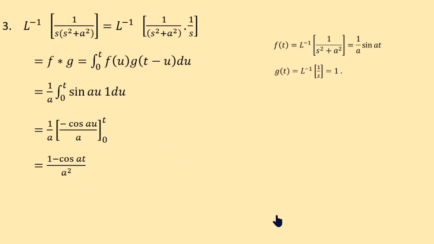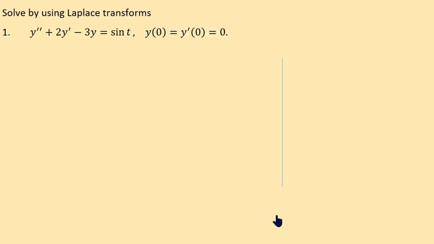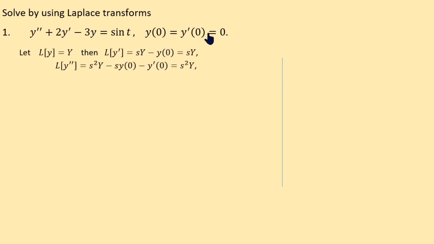Followed? Okay. Next, how we can solve the differential equation using Laplace transform technique. Here is one simple problem. y double dash plus 2y dash minus 3y equal to sin t, and y of 0 and y dash of 0 both are 0, it is given. So these are the initial values, y at 0, y dash at 0, that is 0.